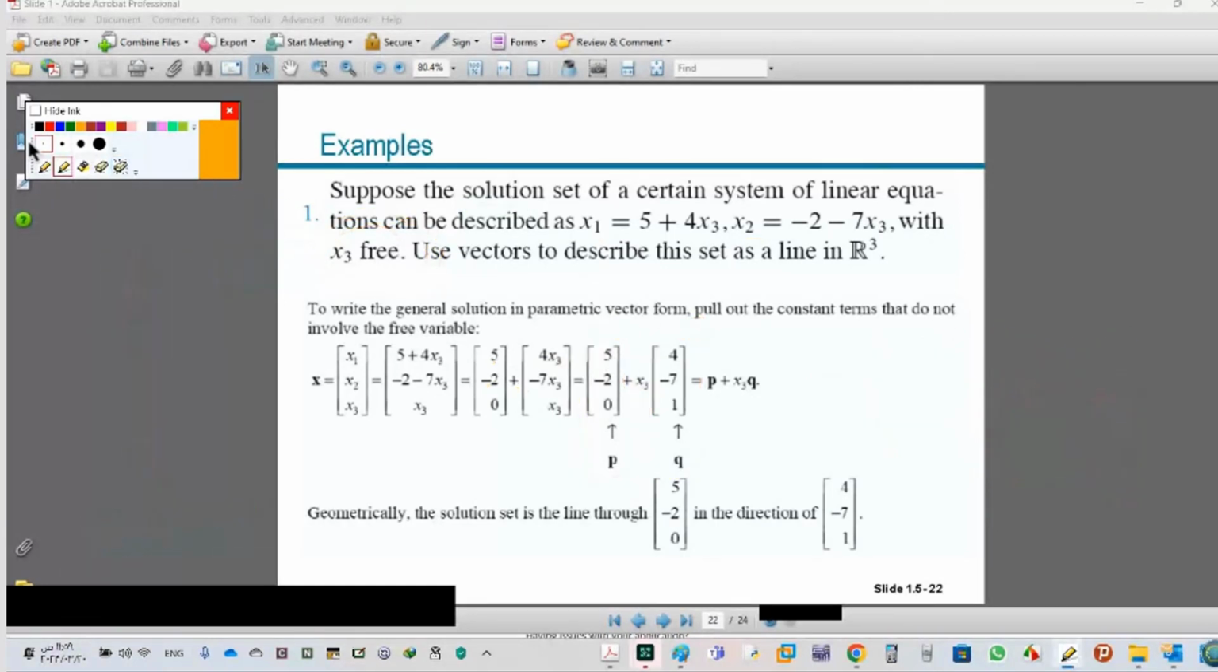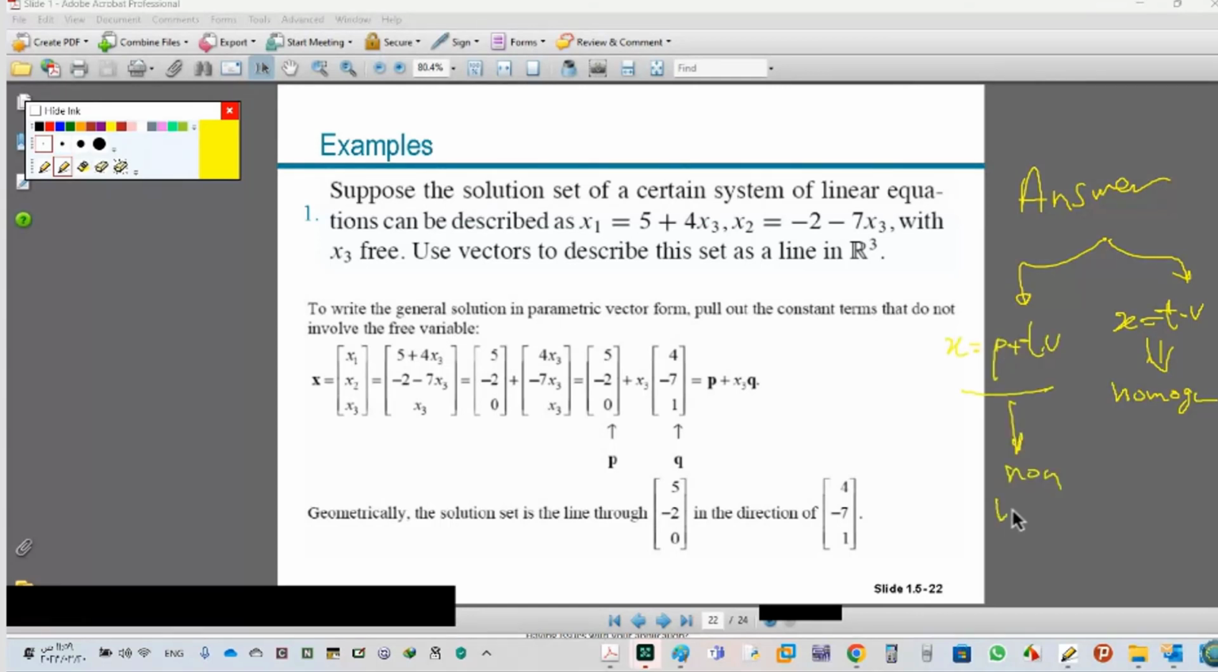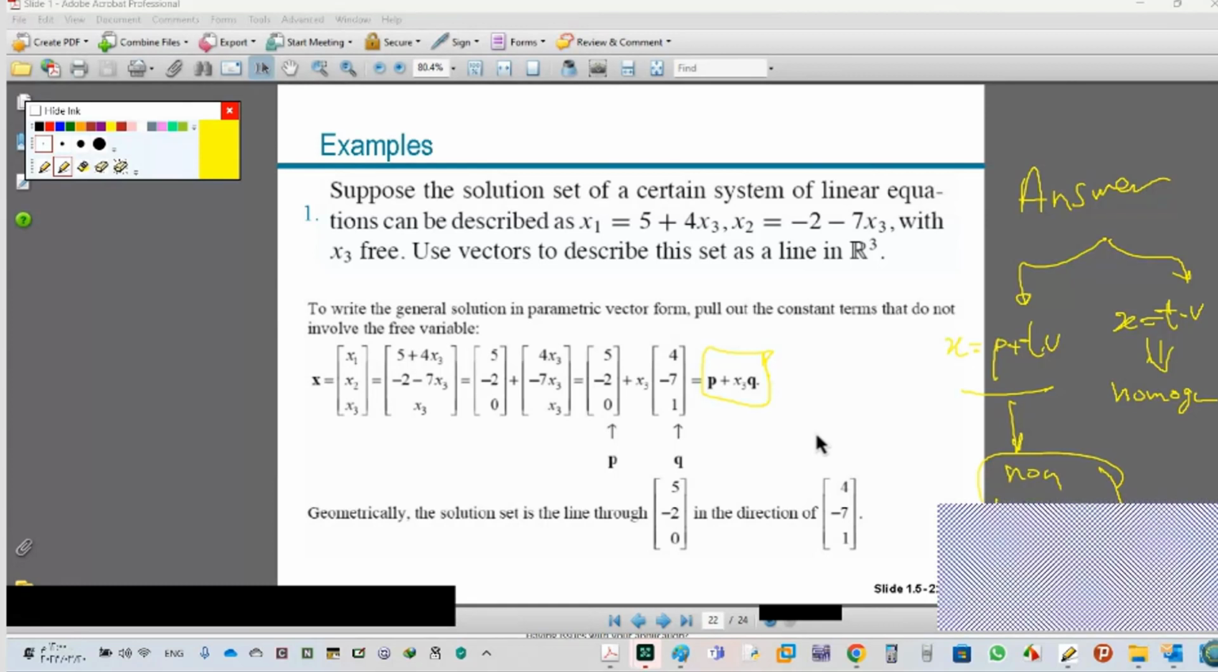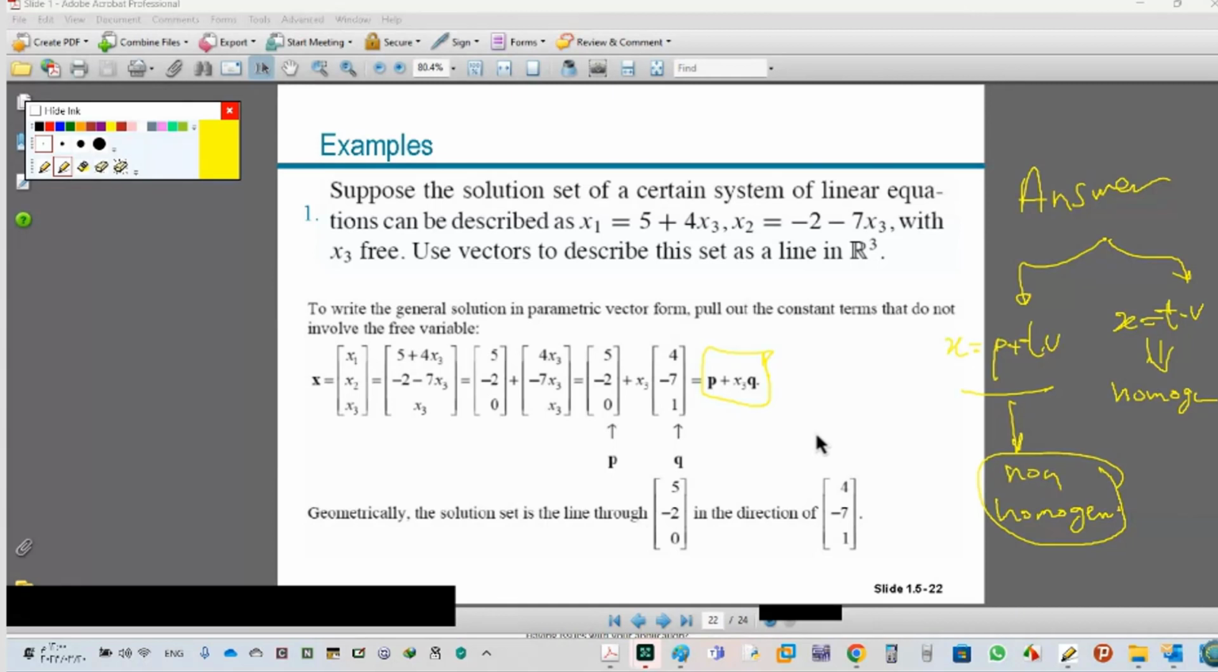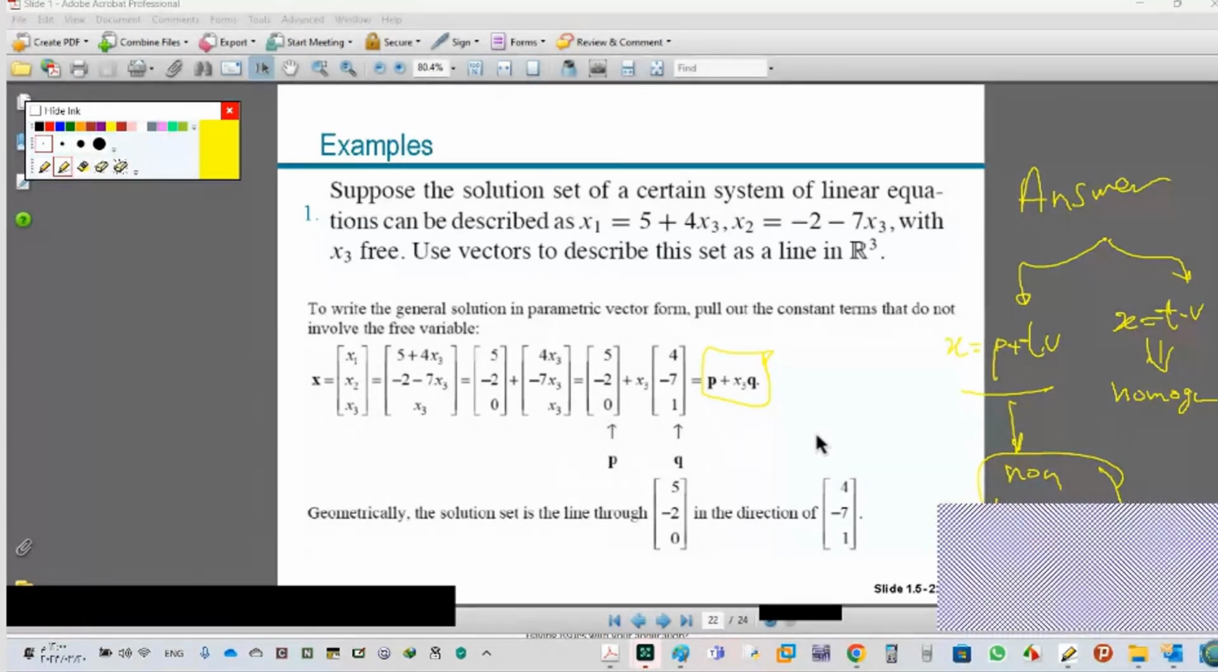If we return back, for the answer we have either x equals tv, so this is homogeneous, or we have x equals p plus tv, so this is non-homogeneous. So what is the answer? The answer is in this form. So what is the name of our system? It is non-homogeneous. You don't know the system, but you know the answer. From the answer, you can guess the system, whether it's a homogeneous or non-homogeneous system. Got it? From the answer, you can know the name of the system.